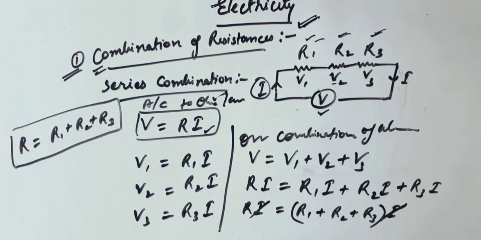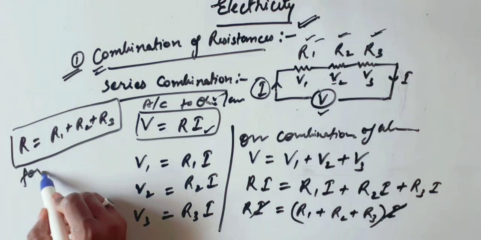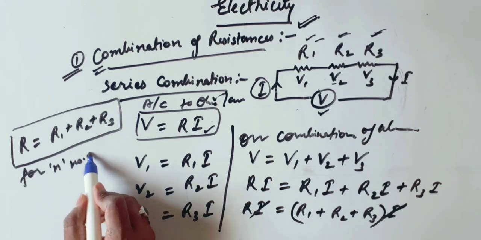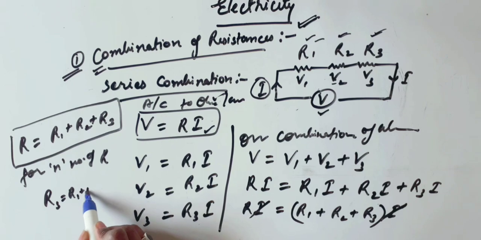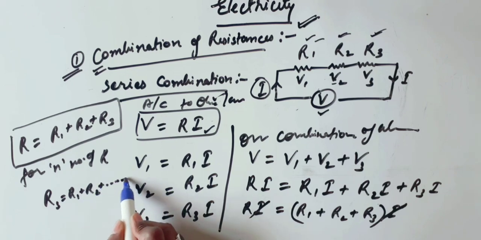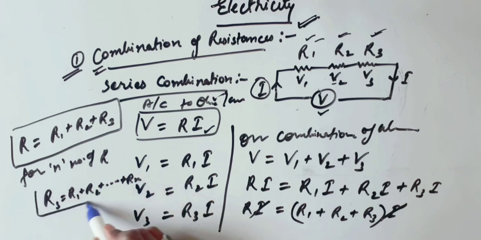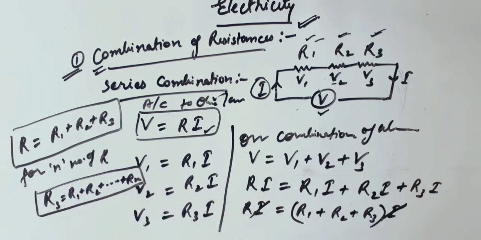Okay, for n number of resistances, R in series combination will be equal to R1 plus R2 plus dot dot dot plus Rn, up to Rn. So in the case of series combination, we have seen that the total resistance of the circuit will be equal to the sum of each resistance. Here R is equal to R1 plus R2 plus R3 in a series combination.